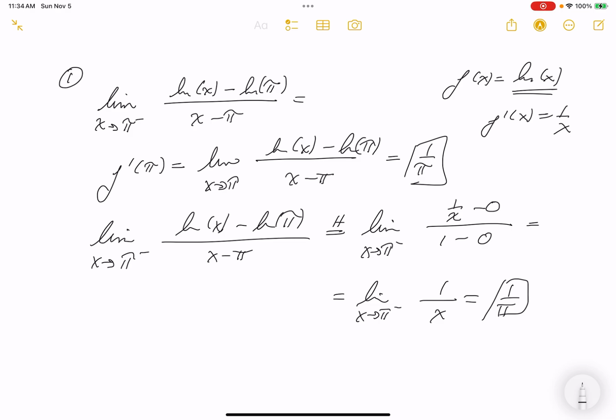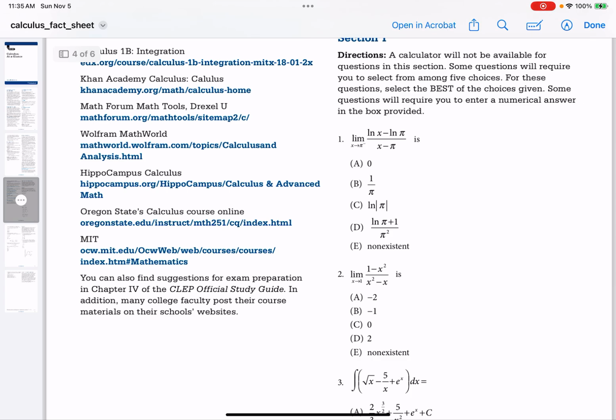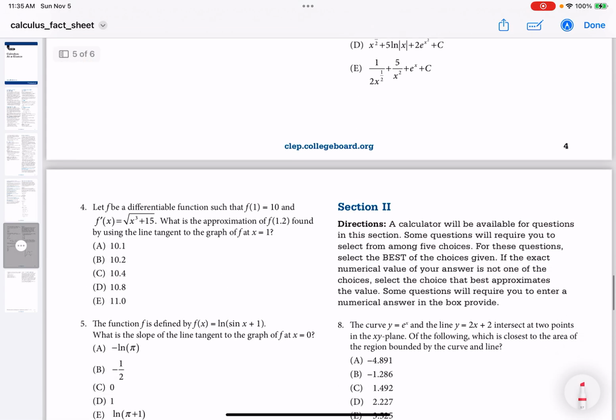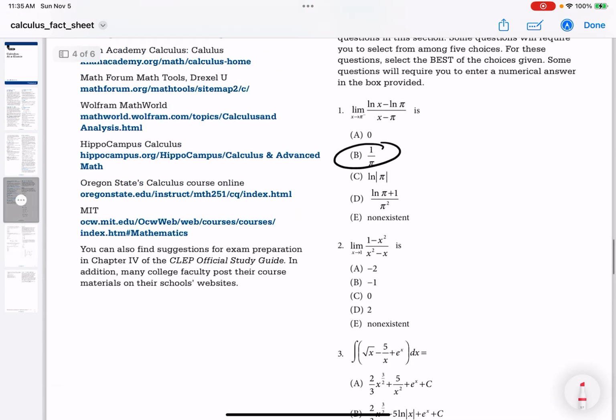All right, let's go back to the test, and I would select B. I want to look at the answer key, though. I want to emphasize that you should be looking at that, and you'll notice it does say that. All right, so let's do number 2 now. Let's take a look at number 2.